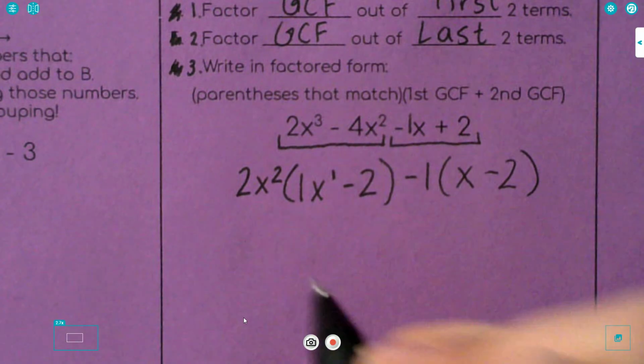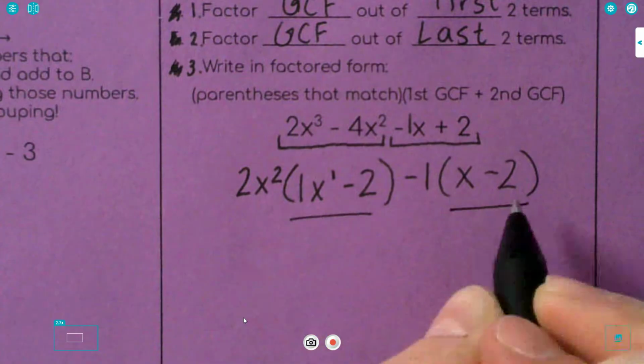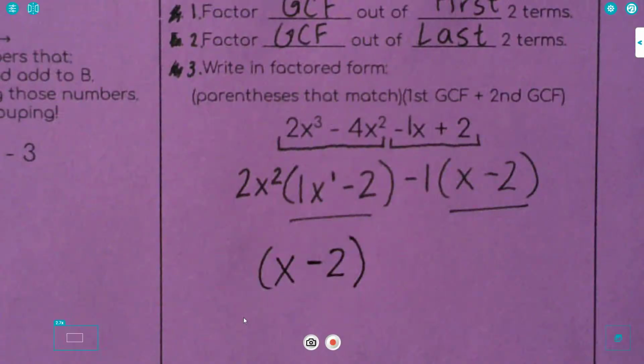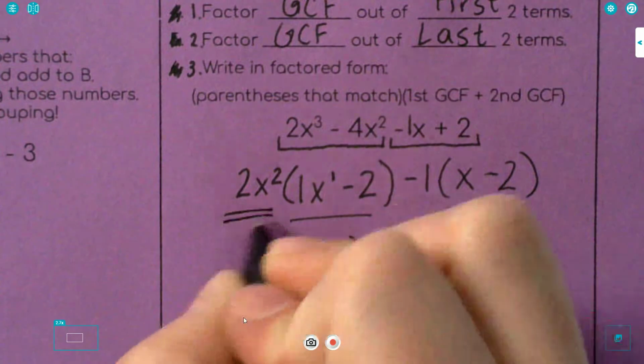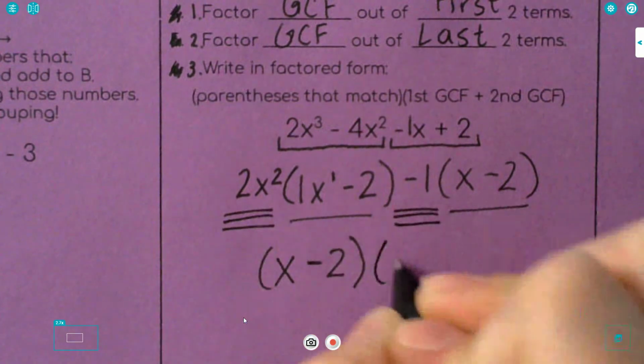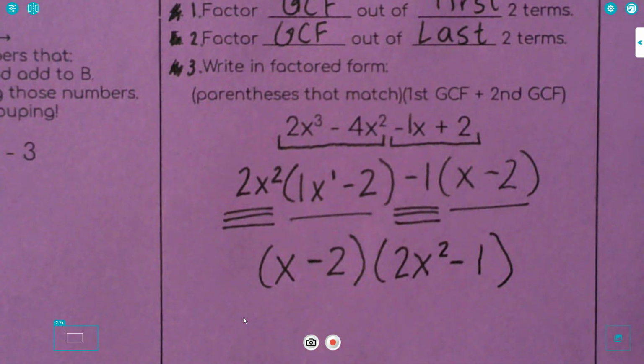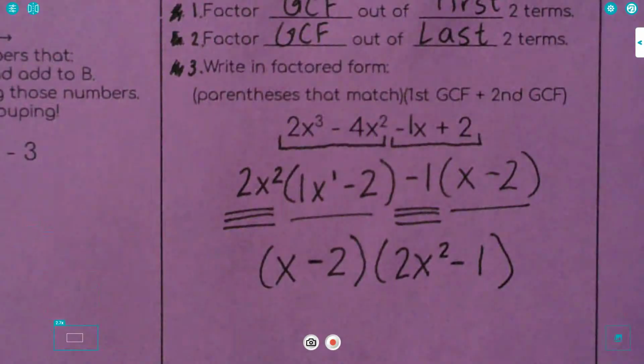Okay, what's left behind matches. I know we have our imaginary ones here and we don't here, but it's still the same thing. So I've got x minus 2. And then the other piece of my answer is this 2x squared and this minus 1. They go together as my other factor. Okay. Any questions?